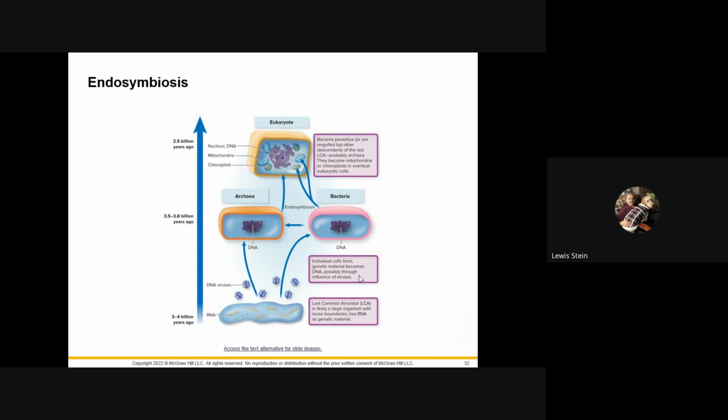Okay? So most likely this was a precursor of what we call a reverse. These are called retroviruses because they go backwards. Transcription is DNA to RNA. If you reverse it, it's RNA to DNA. So they got their name retroviruses.